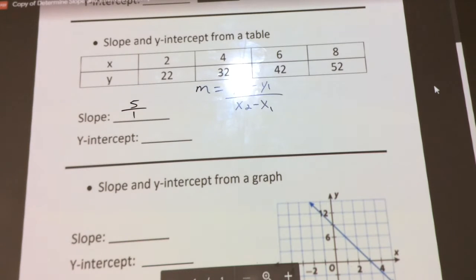5 over 1. Anybody disagree? Could we write this as just 5? Yeah, either one's acceptable. I will take either one. I do not mind which one you write. I just want you to understand that slope is still rise over run.